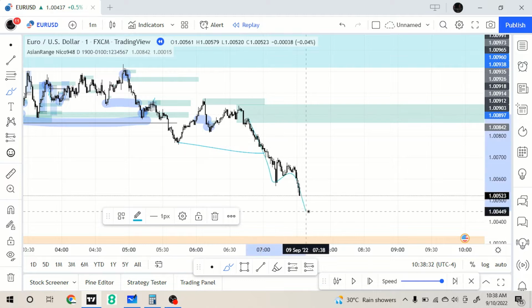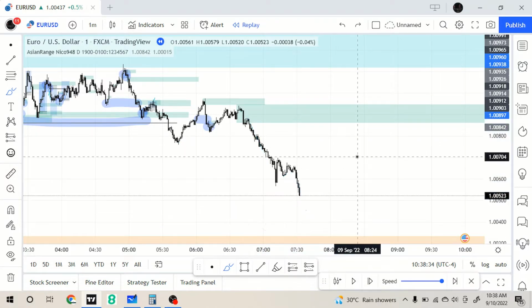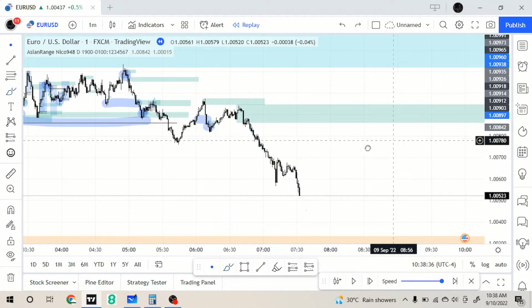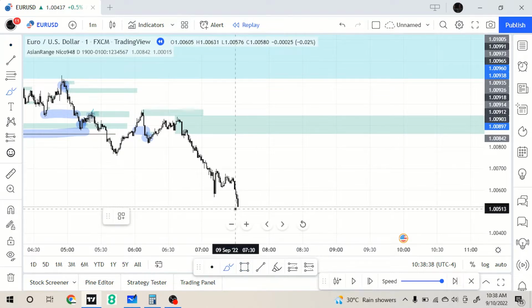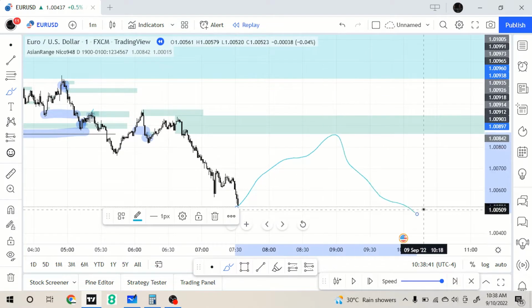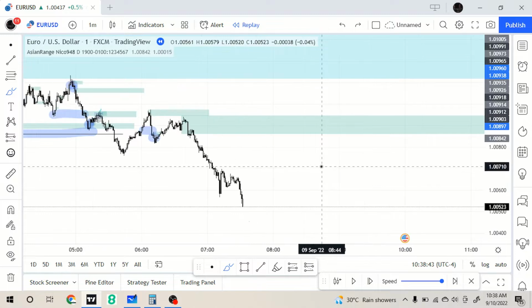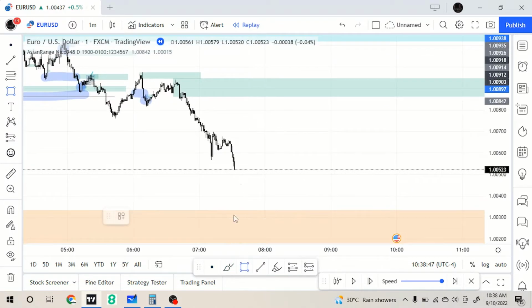We are looking for lower prices. Now a lot of people will be looking at, okay, I'm going to look for a buy to get into this supply zone. Now that is not going to work. If you try to get the buy, you end up getting what? Liquidated.